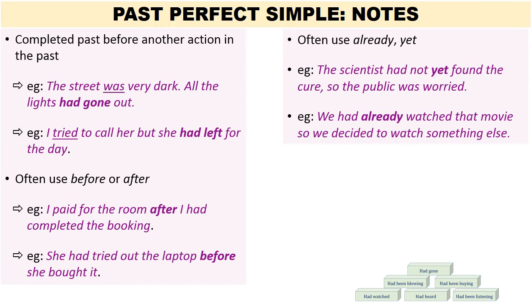The next example, we had already watched that movie, so we decided to watch something else. Again, already is in between had and watched. And in both cases, the second action, the public was worried, we decided, these are both in the past simple tense.